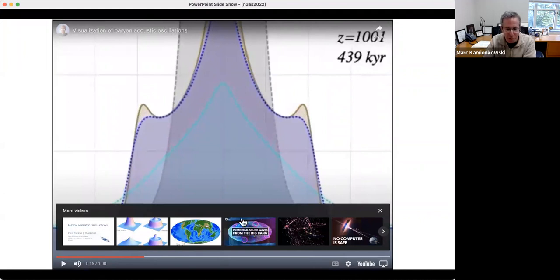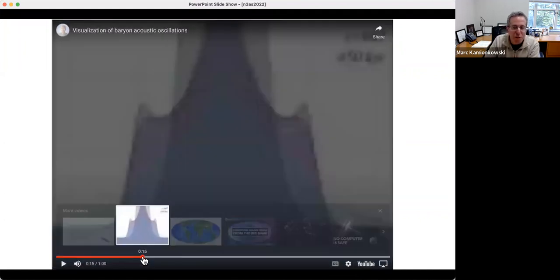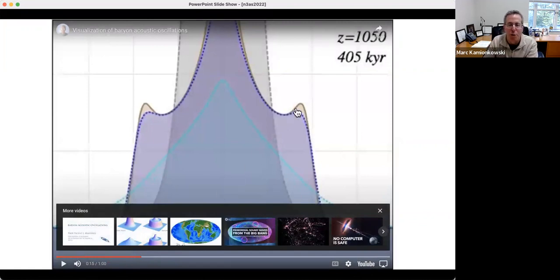So I went a little far. 400,000 years after the Big Bang, the baryons and photons are starting to decouple, and the photons are free streaming and giving us the picture of the cosmic microwave background that we see. But what we see is that there is this spherical shell, the spherical overdensity in the baryon photon fluid at recombination, 400,000 years after the Big Bang.